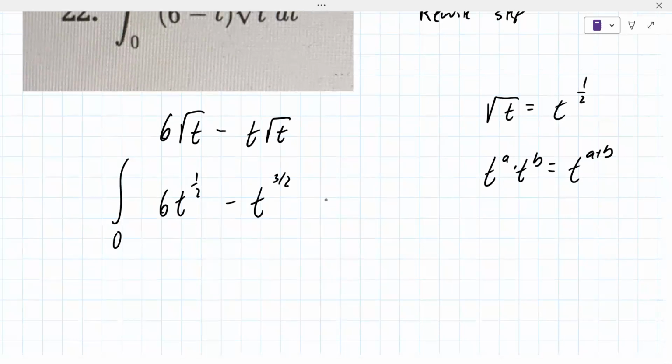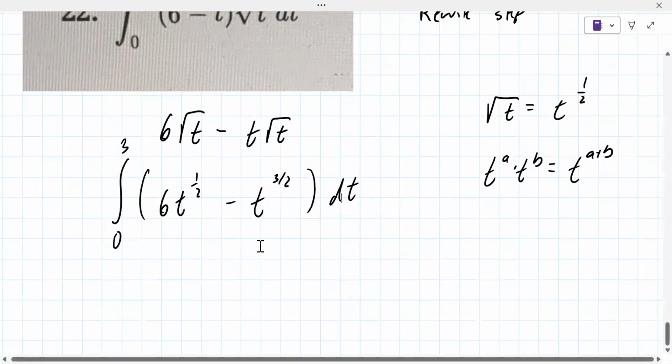Again, we've still not done any calculus. We're just rewriting this thing. Is that okay so far? These are just rules from whenever you learn them.